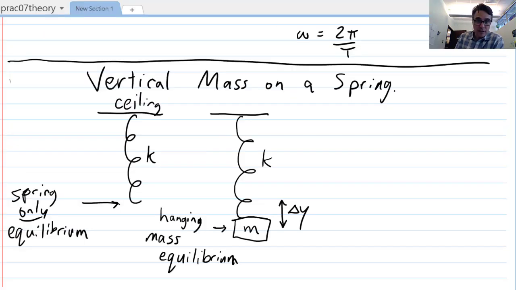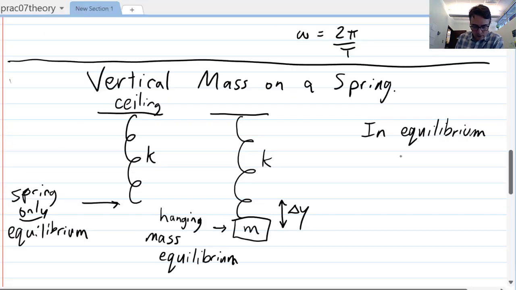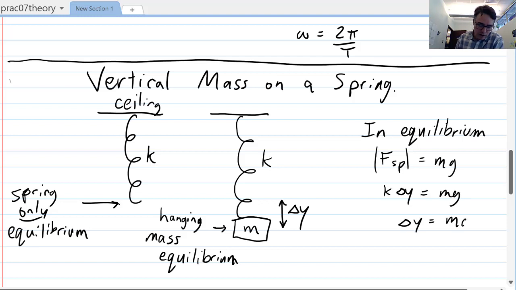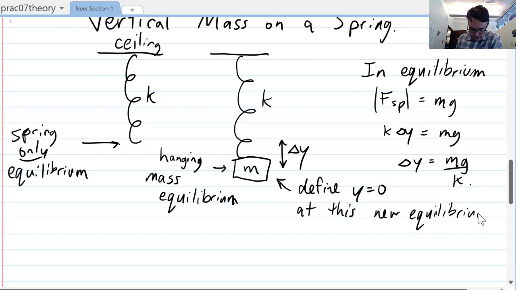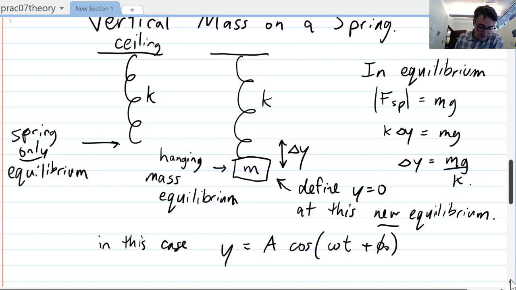So this is a hanging mass, but we're going to lower it very gently to its equilibrium position. It's going to stretch the spring by some extra amount, delta y. And in equilibrium, the upward spring force is going to be equal to the downward force of gravity, mg, on that mass. That's an absolute value there in the spring force. So k times delta y is equal to mg. You can solve for what delta y is: mg over k. But what we're going to do, the trick here, is to define y equals 0 at this new equilibrium. Well, I'm not going to go through the math, but in this case it turns out that y does equal A times cosine of omega t plus phi naught.